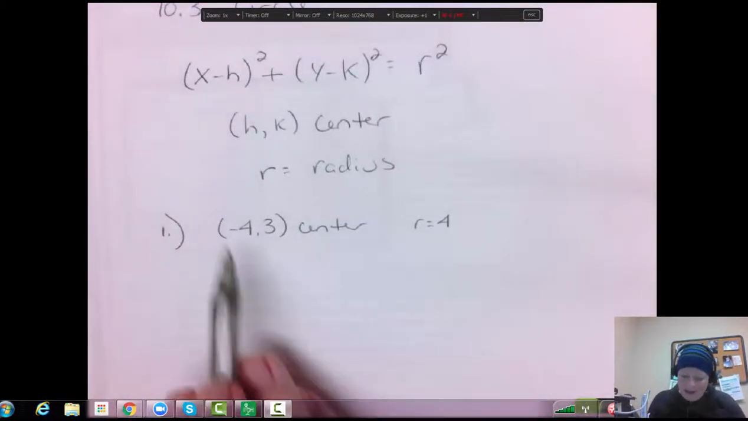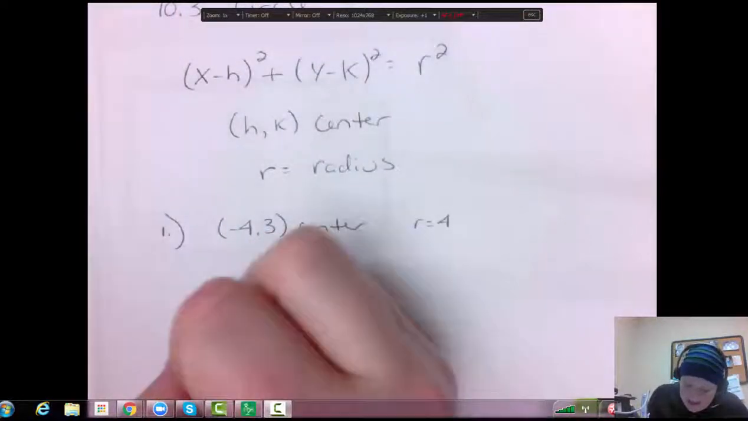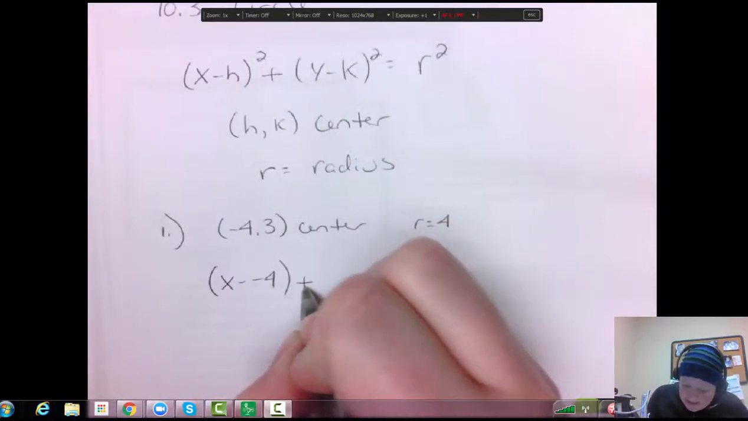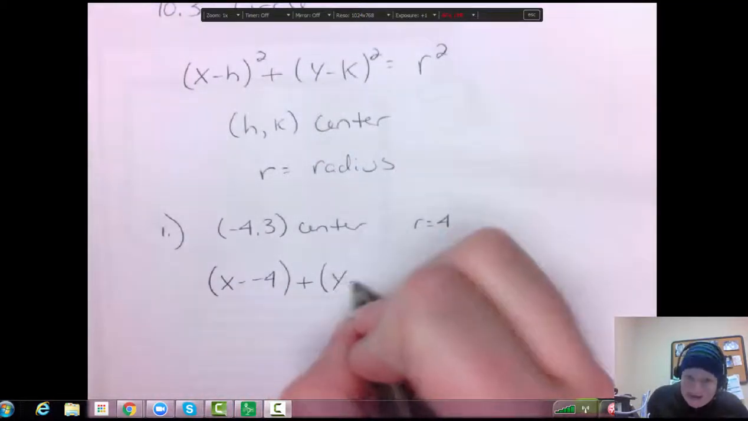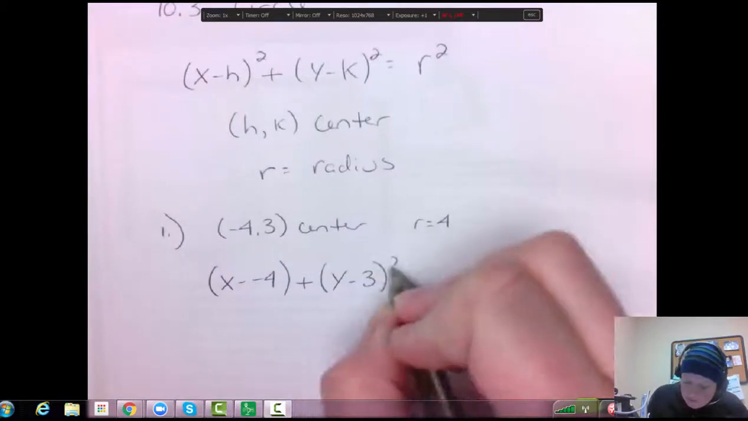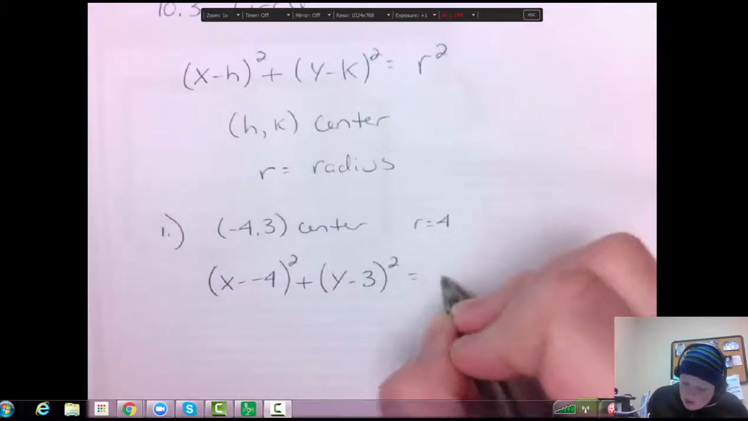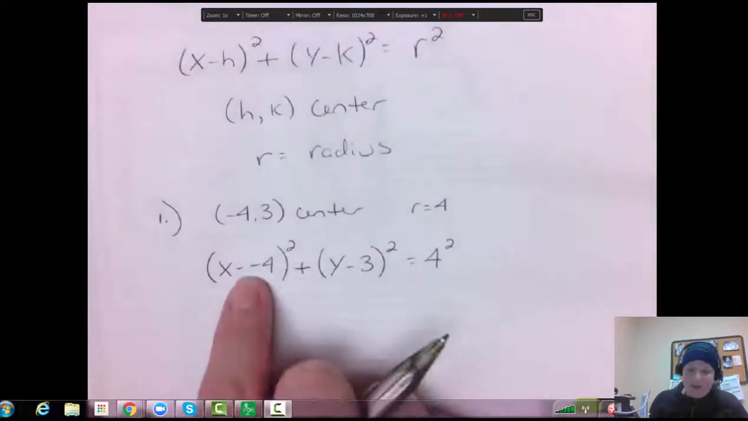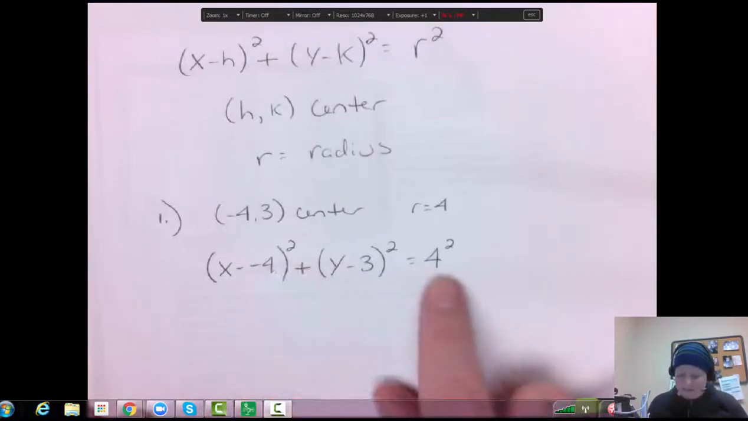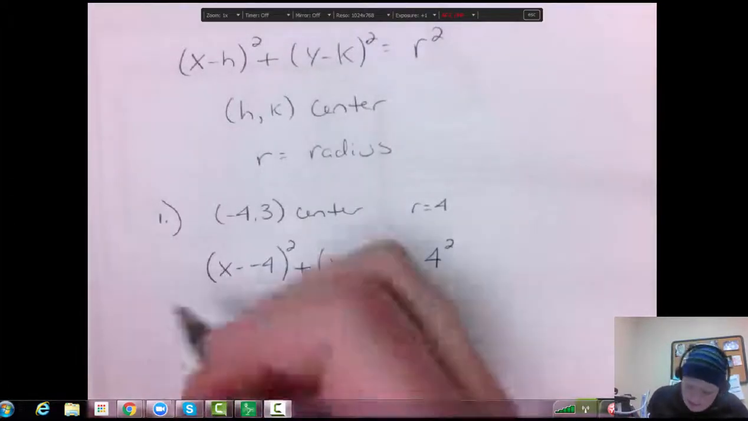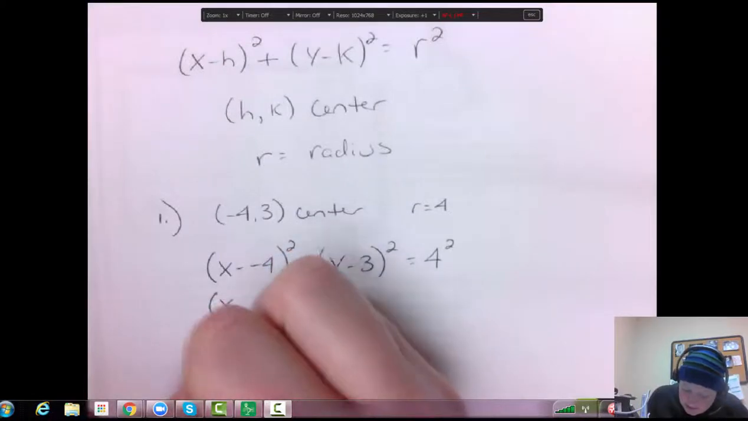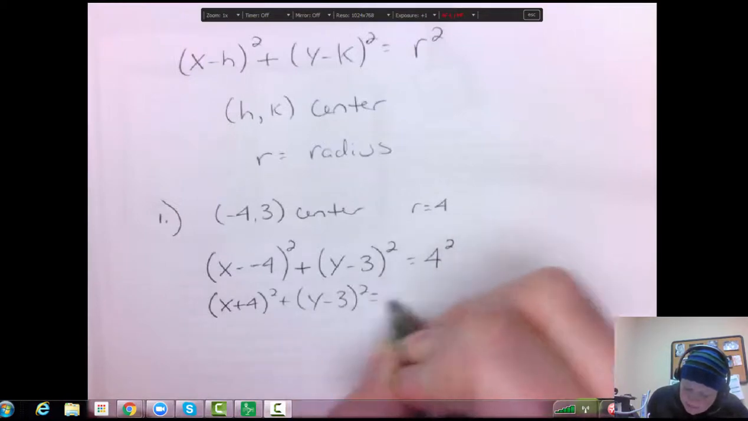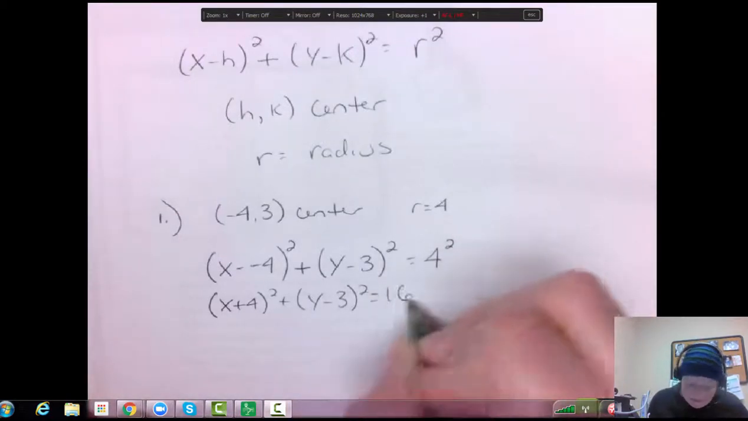We would plug these in here. So we would have x minus the x value, which is -4, so we'll have a double negative in there, plus y minus the 3 squared, oops, I forgot the squared on that one, equals r squared. That's our formula. All you have to do is simplify it by turning this into a plus and squaring this number out, and that's our equation. So (x plus 4) squared plus (y minus 3) squared equals 4 times 4, which is 16.